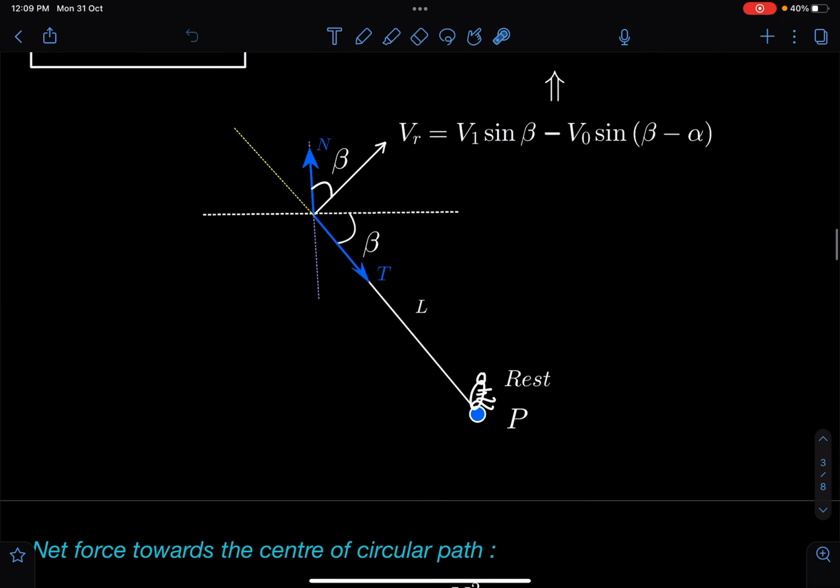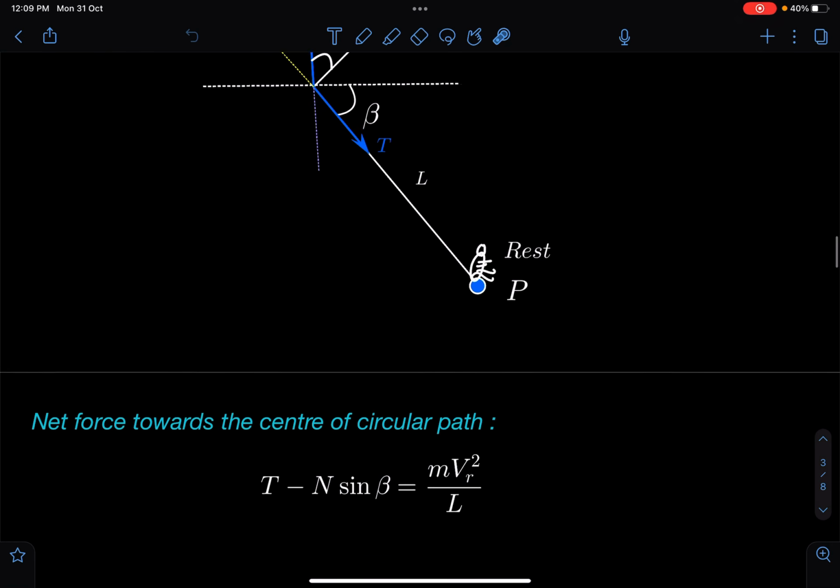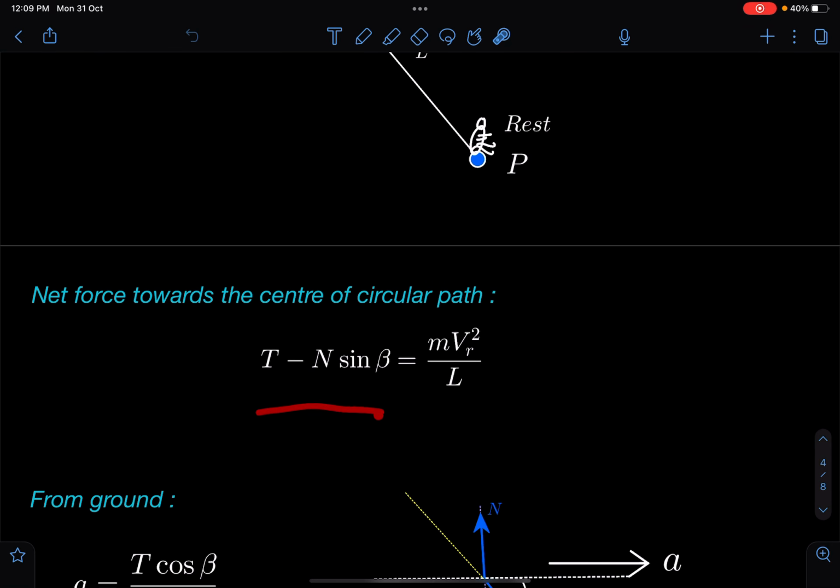After this I can write the force equation. So the net force towards the center is going to be T minus n sine beta. Gravity we don't have to consider because it is perpendicular to the plane. So T minus n sine beta is equal to m v relative square by L, mass into acceleration we are writing in the relative frame. Now I can substitute the value of Vr.